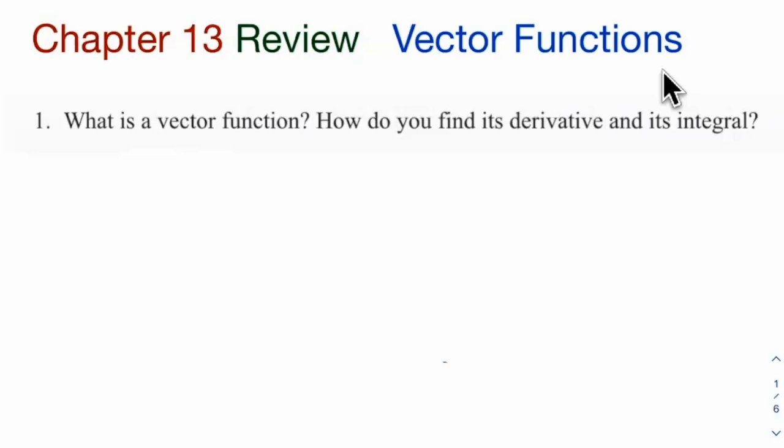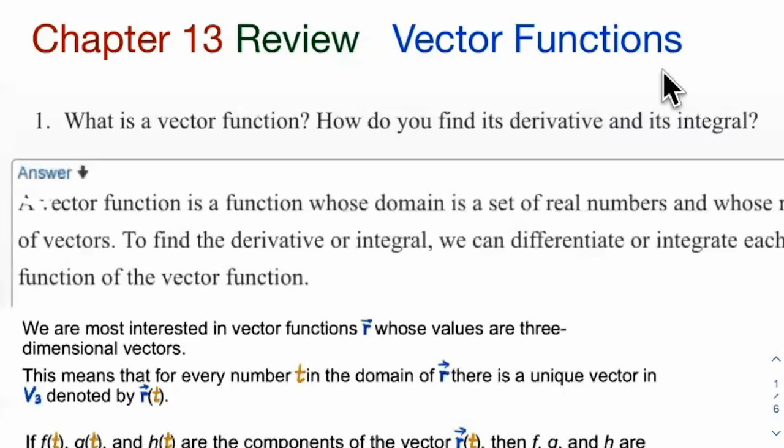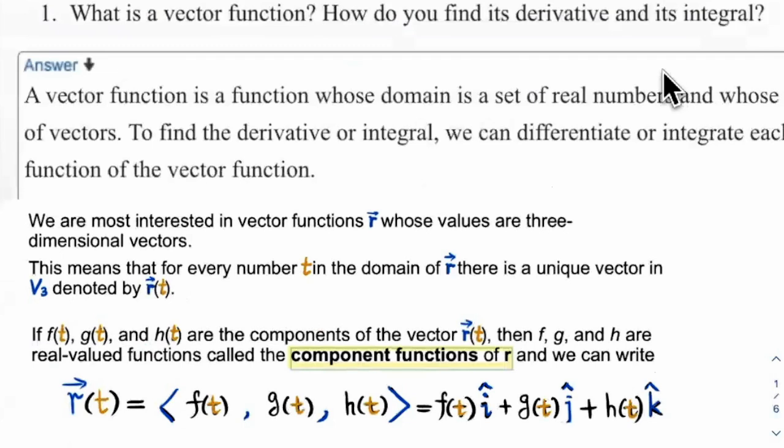And how do you find its derivative? Yeah, Jack? We're taking the derivative of each of the component functions. Yeah, so Jack got this right. You find the derivative of a vector function by taking the derivative of each component function, right? And for the integral, you just integrate each component function, right? Yeah, good job. It's a lot of information, right?